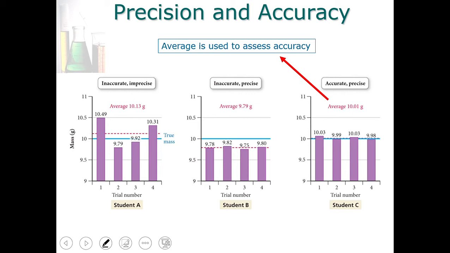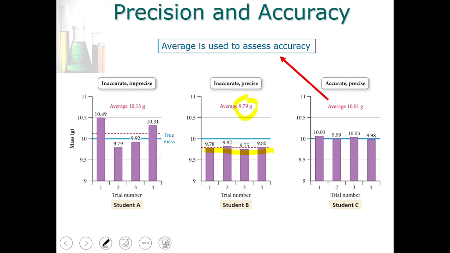Let's look at the student in the middle, student B. It's interesting that this student had an average of 9.79 grams. In other words, their measurements were not very accurate. They were off of the real value of 10.01. However, what's interesting is that there's very little variation in the results they obtained. Although this student's values were inaccurate, there was precision in that set of values. It's interesting that they all fall under the actual mass of the lead block.